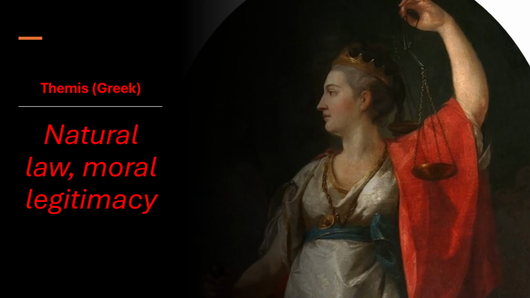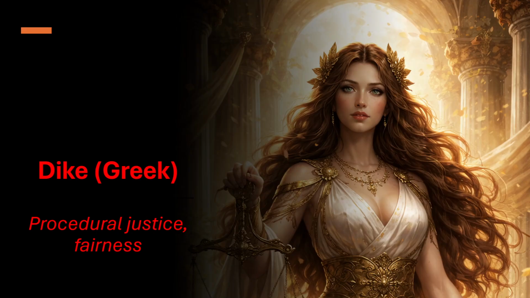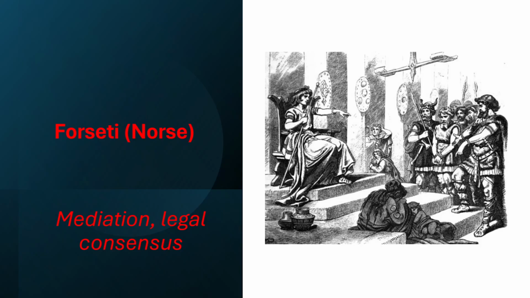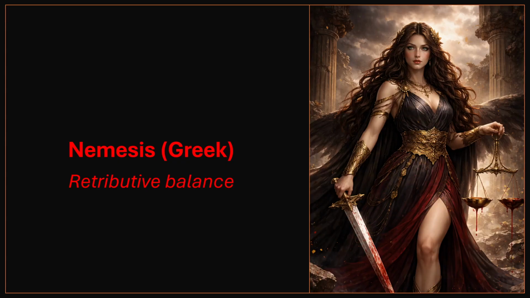The next archetype that we have is law, justice, and institutional trust gods. Our first god is Themis, who represents natural law and moral legitimacy. Then we have Dike, who represents procedural justice and fairness. Forseti is the next god who represents mediation and legal consensus. Nemesis is the next god who represents retributive balance.